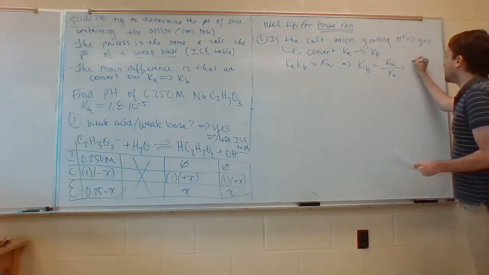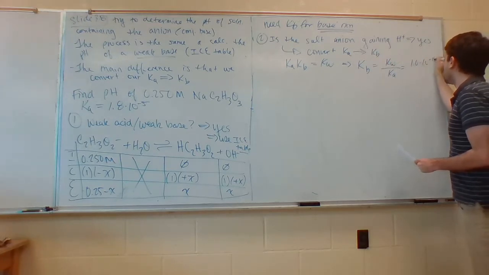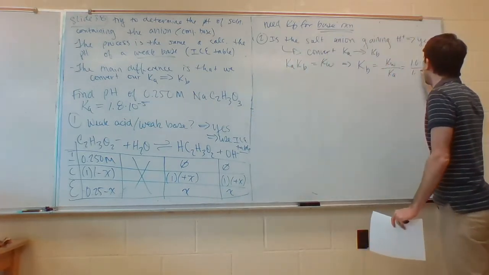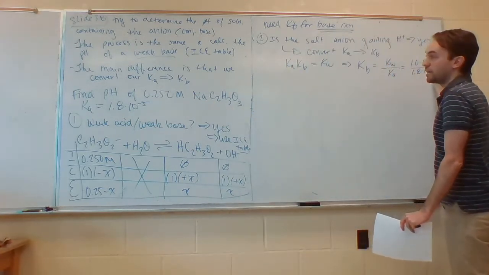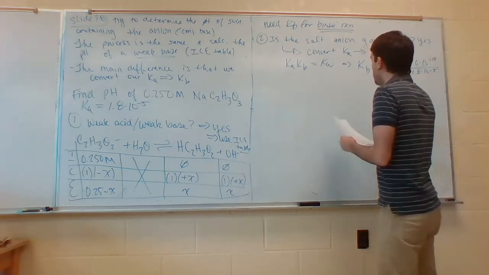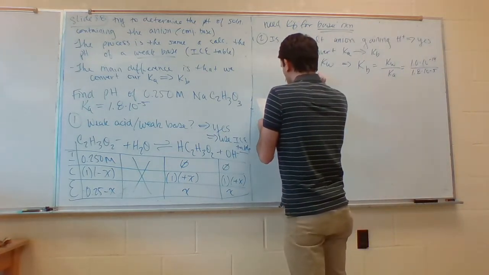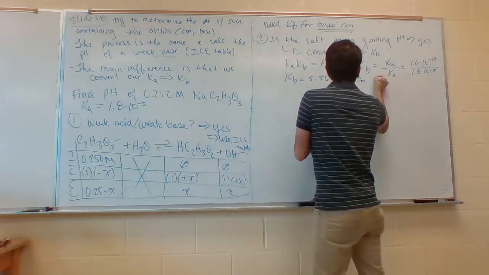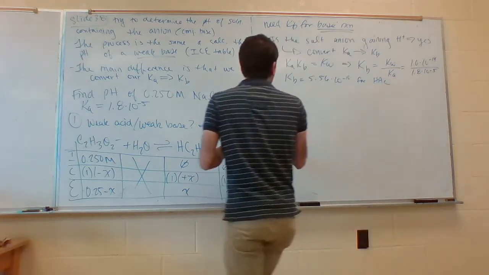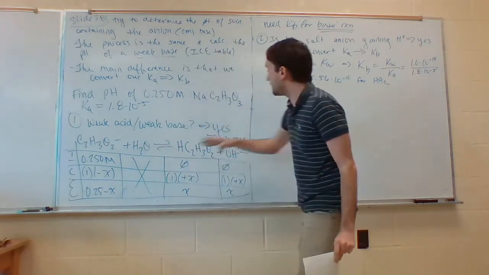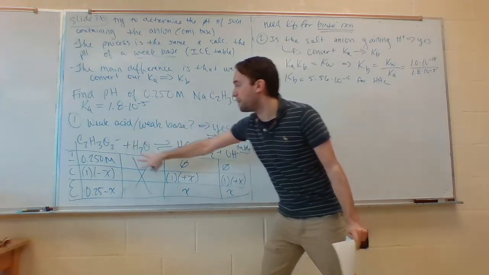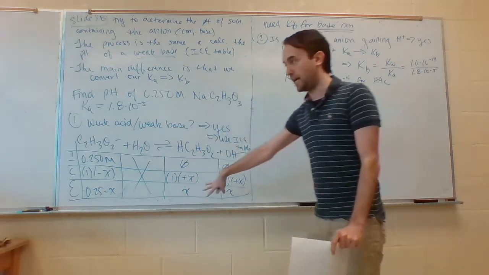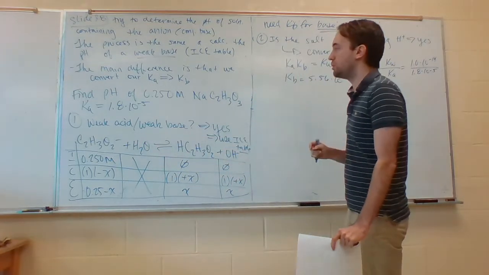I know that Kw is 1.0 times 10 to the negative 14, and I'm going to divide that by my Ka, which was 1.8 times 10 to the negative 5th. That gives me a Kb equal to 5.56 times 10 to the negative 10th for my acetate. Now that I've got my Kb, I can use my basic ice table. All the ones we've seen so far have been acidic. This is a basic ice table because we're adding our proton to our base.